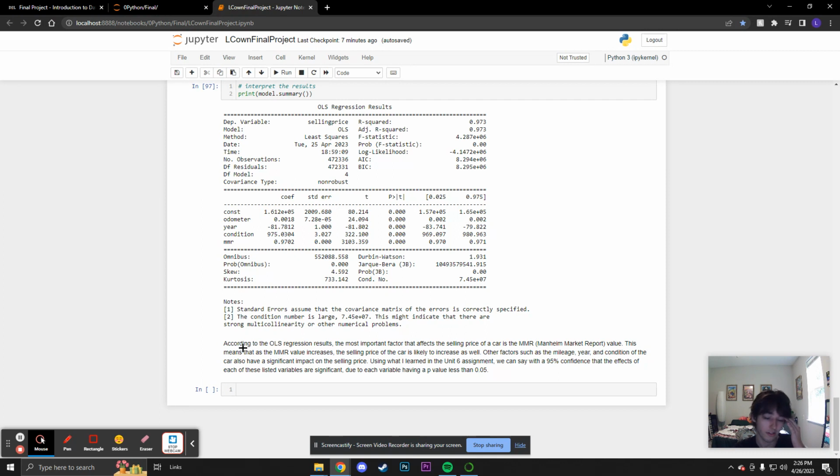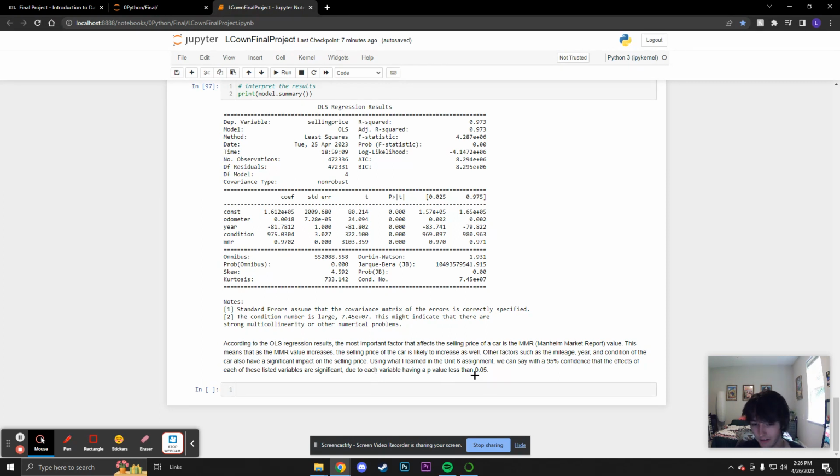And I said, according to the OLS regression results, the most important factor that affects the selling price of a car is the MMR, which is the Manheim Market Report, and Manheim is just kind of the basis for pricing of cars, used cars. So as the MMR value increases, the selling price is likely to increase as well. Other factors such as the mileage, year, and condition of the car have a significant impact on selling price. Like here, you can see the coefficient for condition. As it increases 1 unit, the price goes up by that much.